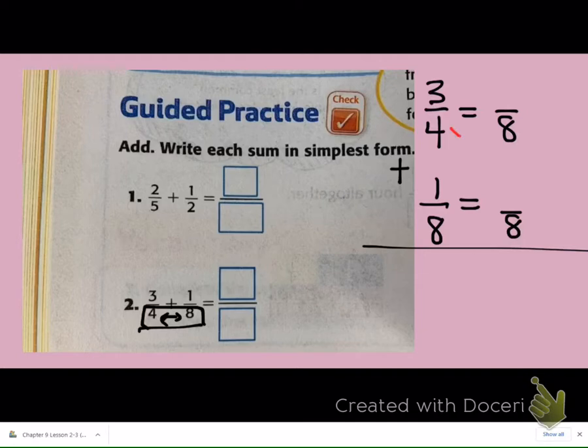All right, so now I've got to figure out what I multiply 4 by to make it equal to 8. That would be 2. So of course I'm multiplying this by 2 as well. 3 times 2 is 6. 3/4 is equal to 6/8.